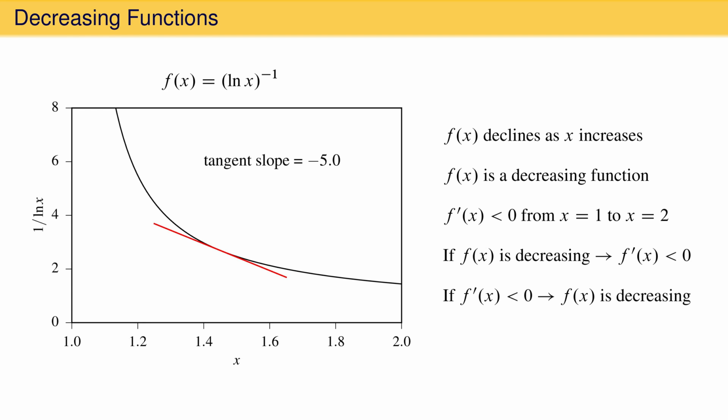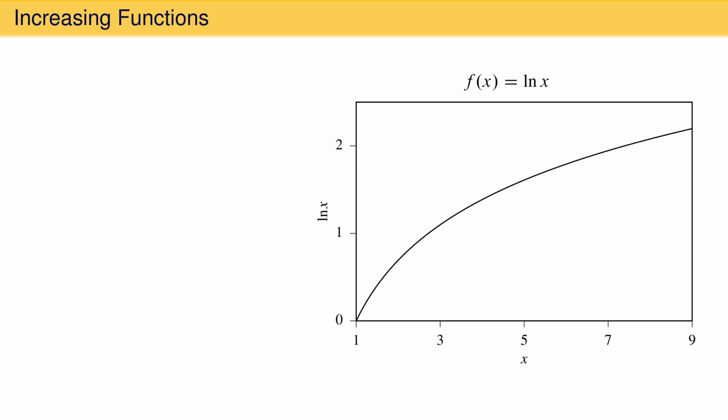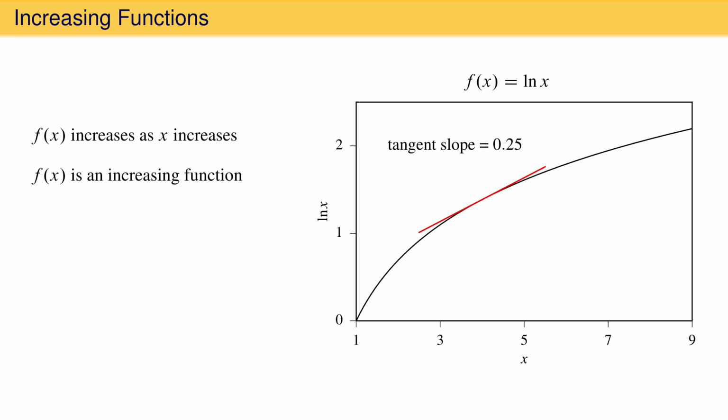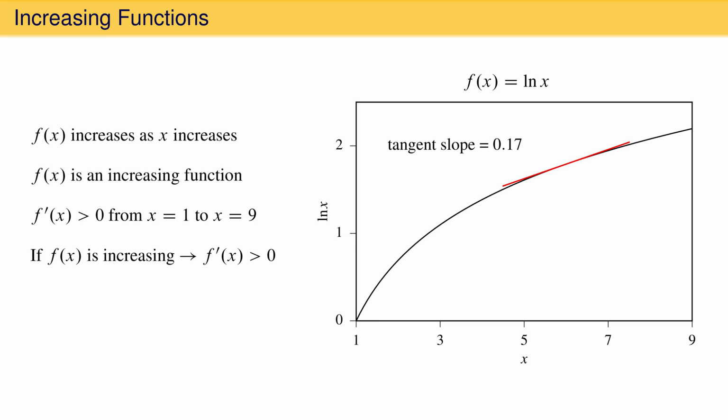The function f of x equals the natural log of x, on the other hand, increases as x increases between 1 and 9. We call this an increasing function on this interval. If we examine the derivative of this function at a series of points along the x-axis, we see that they are always positive in this interval. Whenever a function is increasing on an interval, the first derivative of the function will be positive on that interval. Likewise, if the first derivative of a function is positive on an interval, you can be assured that the function is increasing.